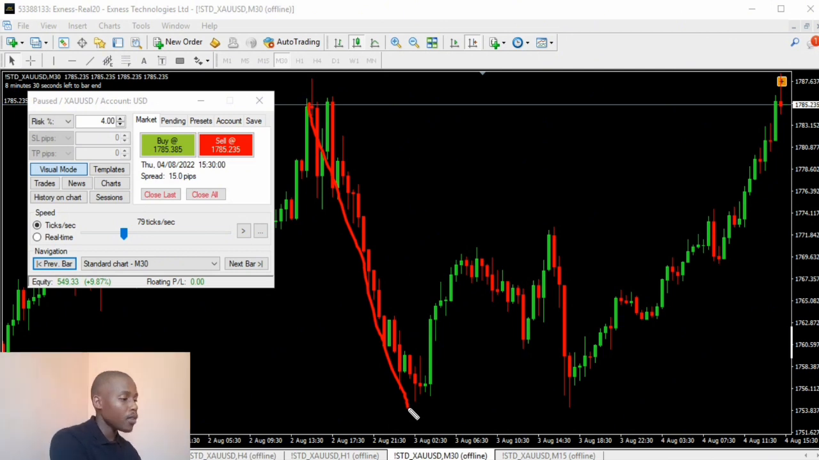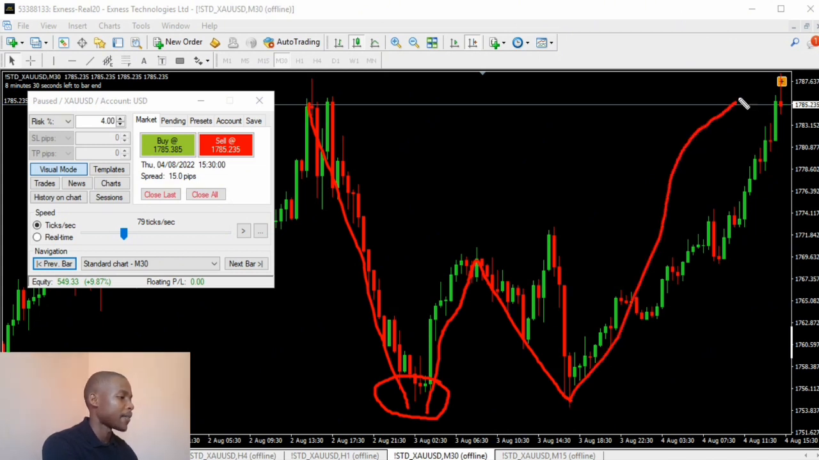So now we're just going to wait for the support to be confirmed. You can see right here, we formed a beautiful support. And then what did the market do? The market pushed all the way up. Market went all the way down, and then it formed support. So that was a beautiful thing, and the market moved all the way up like that.